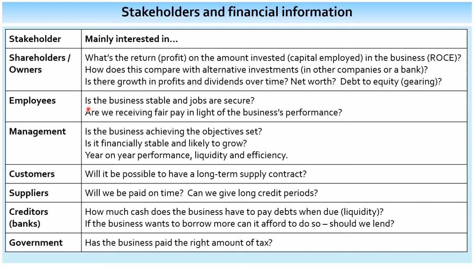Employees might be looking at the statement of financial position to see if the business is stable and their jobs are secure. The management might be looking at liquidity, possibly, the year-on-year performance of the business. Customers will be looking at maybe whether the long-term position of the business is going to last. Suppliers, will we be paid on time? Can we give this business long credit periods? Or if their liquidity is poor, maybe we'd be more reluctant to do that. Creditors, be banks. How much cash does the business have to pay back its debts? And the government, has the business paid the right amount of tax?